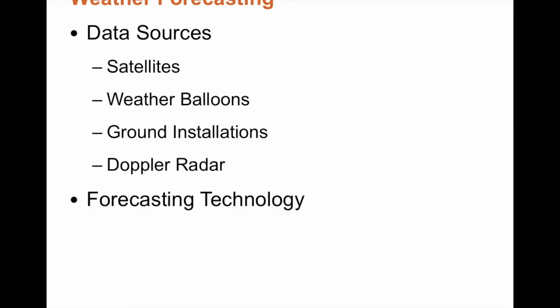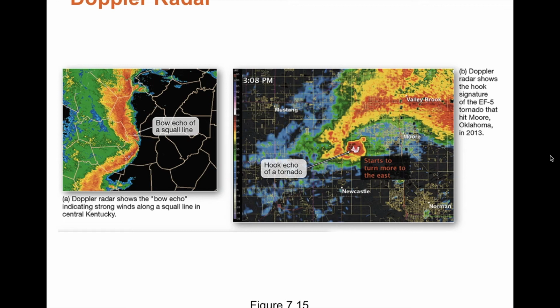So weathermen try to forecast the weather and have several data sources. They use satellites, weather balloons, ground installations, Doppler radar, and forecasting technology. Doppler radar is radar that can show the precipitation in the thunderstorms. So as a squall line comes through, you can see the areas and bands of high precipitation. You can also see what's called a hook echo, which is a hook where tornadoes form.